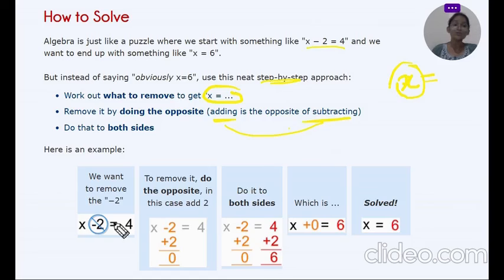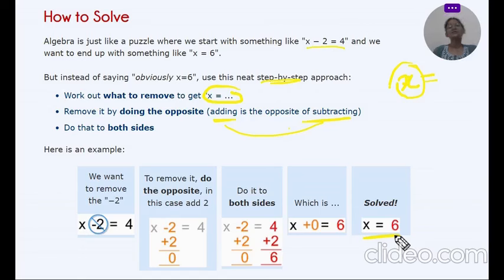So here we will do the operation to both the sides. If we have the expression x minus 2 equals 4, to remove the minus 2 we do the opposite, in this case add 2 to both the sides. We will add 2 to both the sides, and as you know, plus and minus will give minus. So minus 2 plus 2 will give you 0, and 4 plus 2 will give you 6. So x plus 0 will be equal to 6, and hence x will be equal to 6.